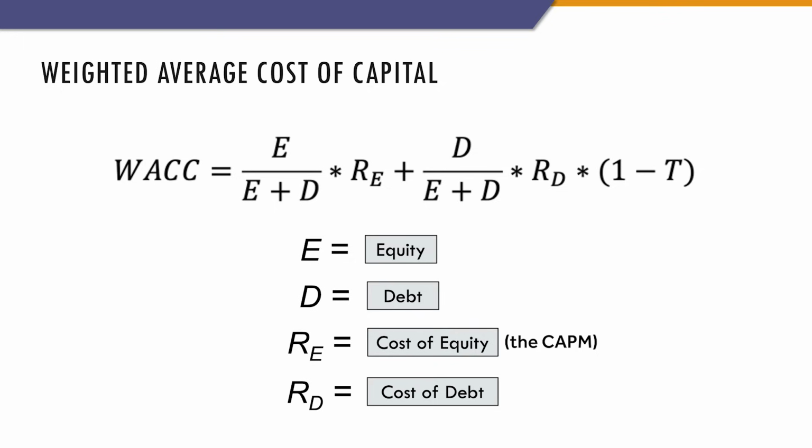So with the CAPM out of the way, here's the full formula for the WACC, and it is a bit long. On the one hand, you have the equity value over the total value of the company, so the debt plus the equity, times the cost of equity, and then you add it. On the other hand, you have the cost of debt over the total value, so the debt plus the equity, times the cost of debt. And then you multiply that by 1 minus t, because the interest payments on the debt are tax deductible. So that gives you the cost of capital, or the WACC.